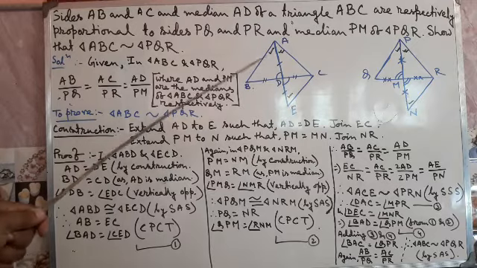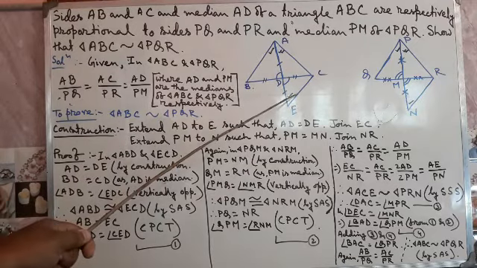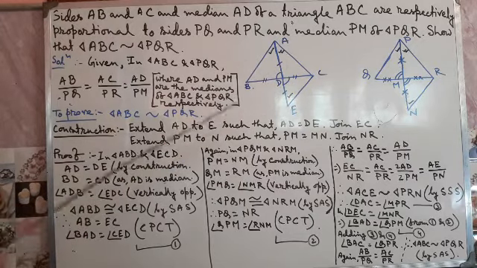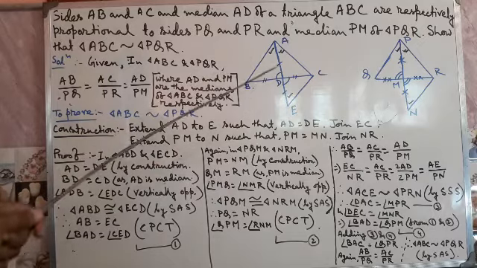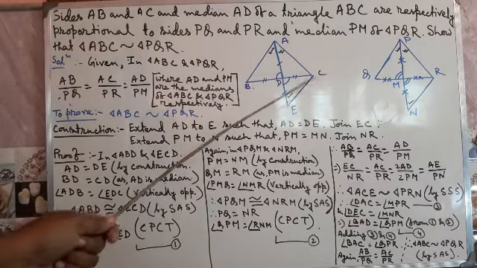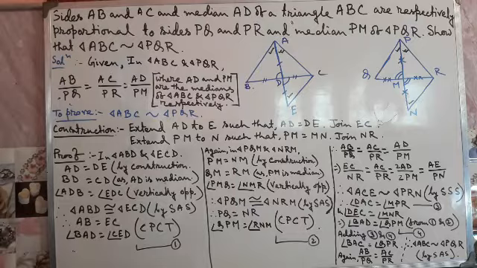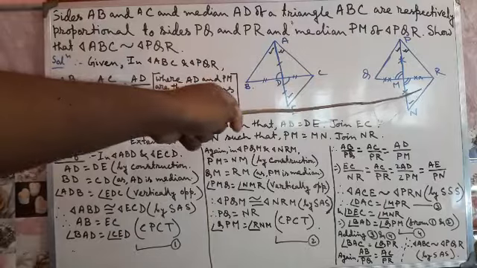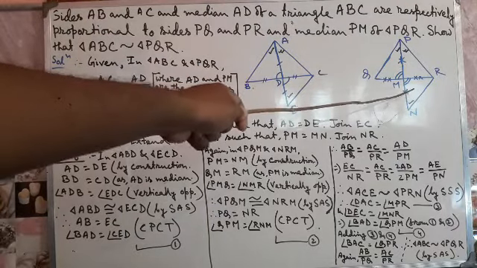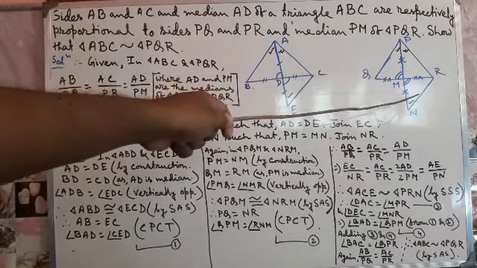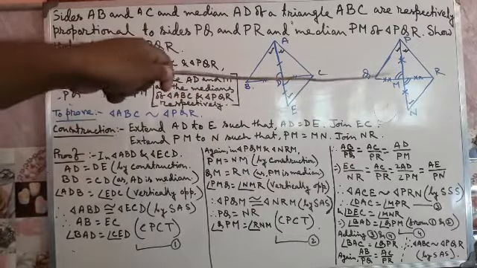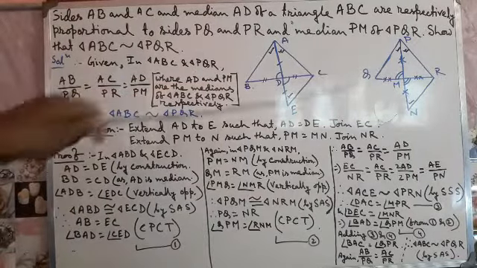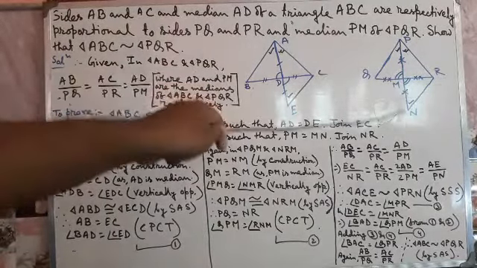As these two triangles ABD and ECD are congruent, therefore AB is equal to EC and angle BAD is equal to angle CED. And similarly we can say that triangle PQM is congruent with triangle NRM. As these two triangles are congruent again by side angle side, we can say that PQ is equal to NR and angle QPM is equal to angle RNM.